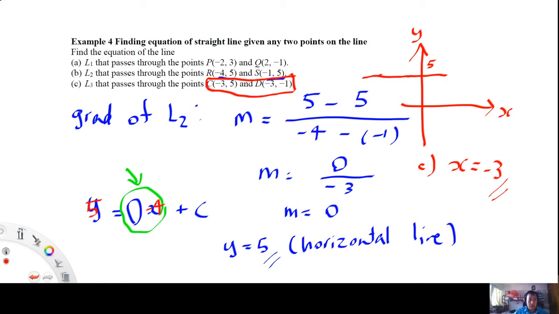Actually, B and C are kind of trick questions because B is a horizontal line, so the m is 0, and C is a vertical line, so there's no m. The last step for B is that you substitute the points in. You'll just get c equals 5, and you can figure it out by looking at the points. Okay, so the formula again.